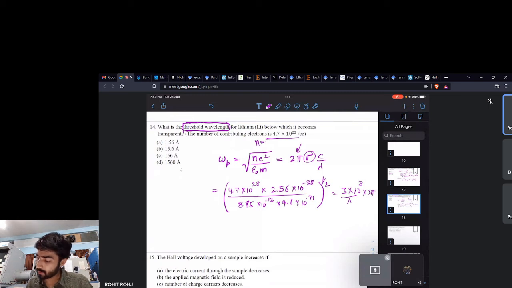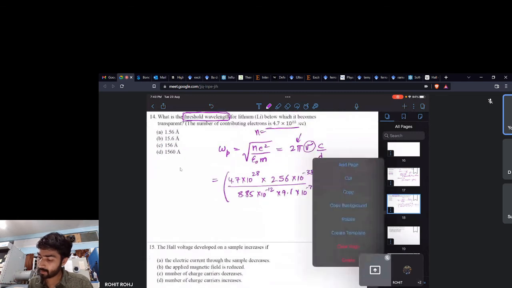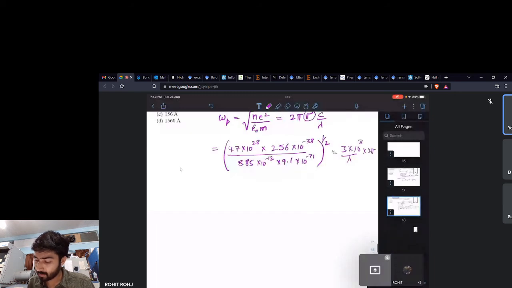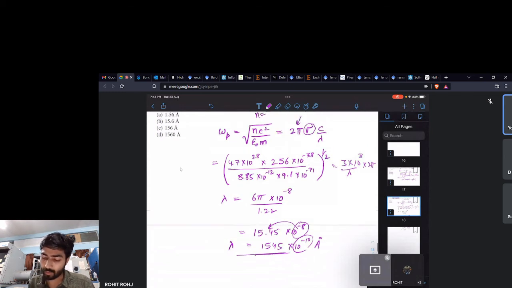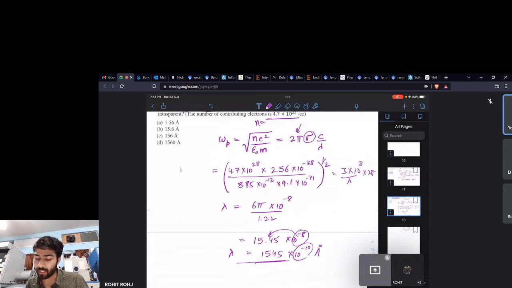So if you solve this further, you would find 6 pi into 10 power minus 8 divided by 1.22, which comes to around 15.45 into 10 power minus 8, or we can say 1545 into 10 power minus 10, which is nothing but angstrom, and the very close approximation to our solution is 1560 angstroms.